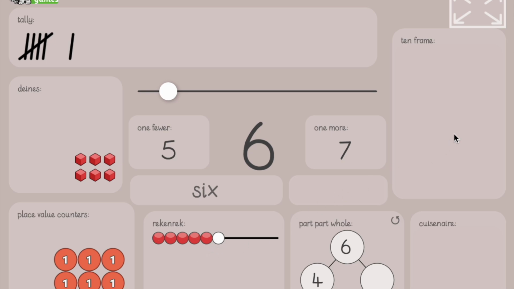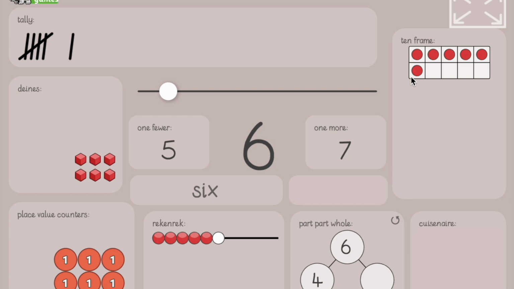How do we show 6 in a 10 frame? Draw it now. Like this. There are 6 circles. 1, 2, 3, 4, 5, 6. The whole top row is filled up and there is 1 more.